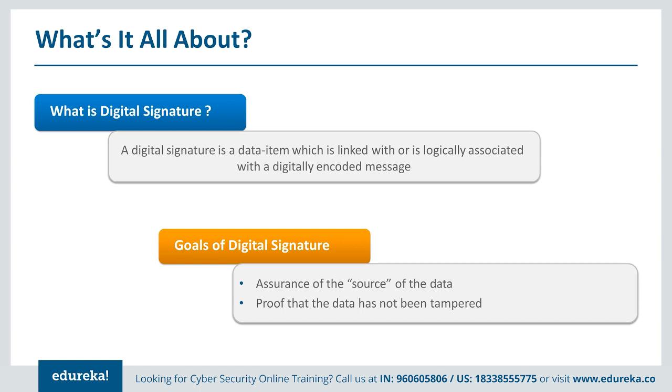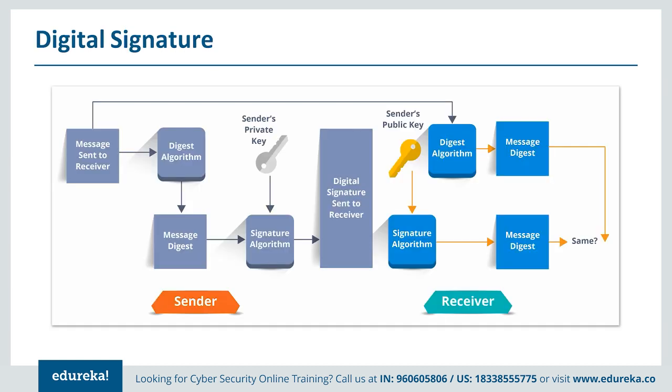A digital signature is a data item which is linked with, or logically associated with, a digitally encoded message. What is the goal of a signature? Giving assurance of the source of the data, that the data comes from its original, authentic source. It also makes sure that the data is not tampered with and is very hard to tamper. This diagram simply explains how the signature works.